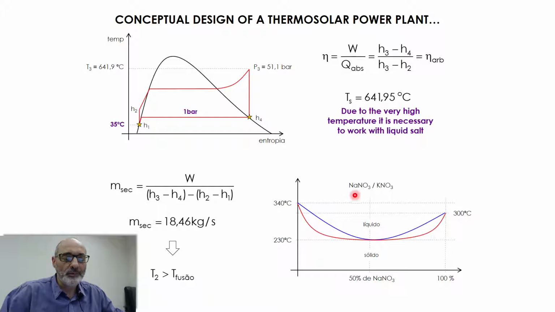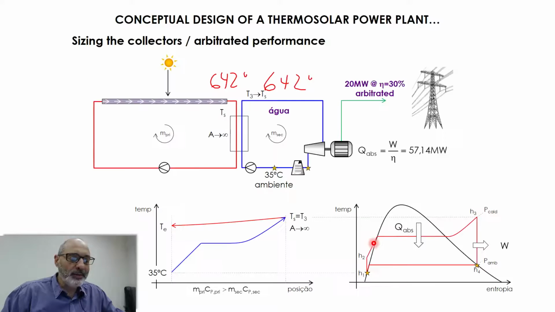I need to work at 641, which is well above 340 here, but I also have a problem of solidification. I cannot afford to have a temperature here lower than the solidification temperature of the salt. Why is this? Because if the salt solidifies here, it's going to block the pipeline completely, and you have to somehow heat all this piping to melt the salt so it can flow again to the primary.